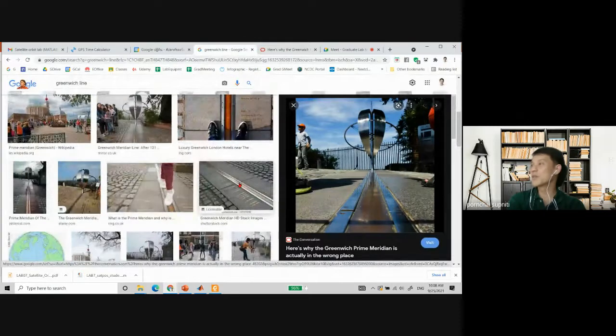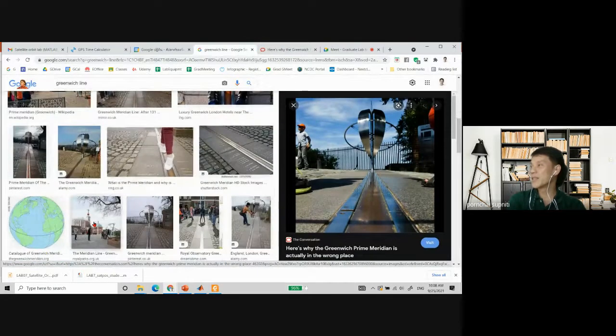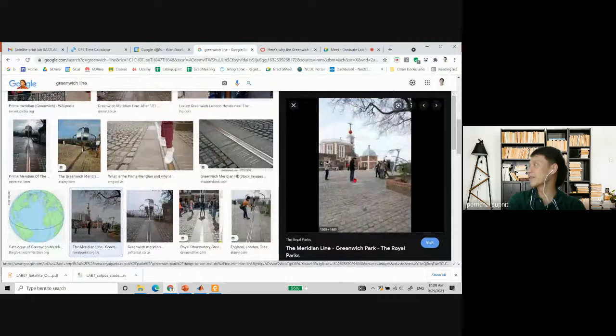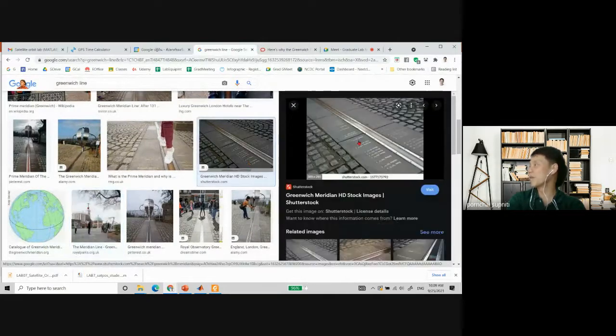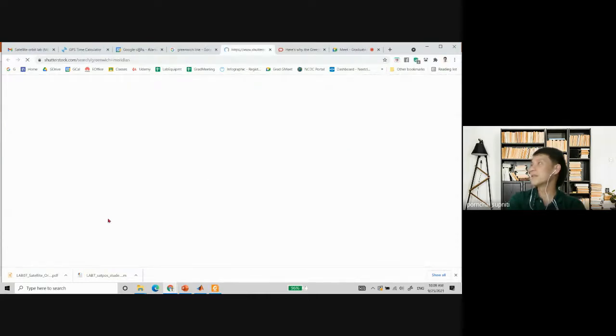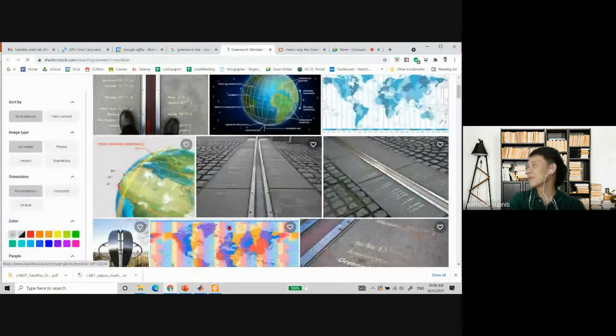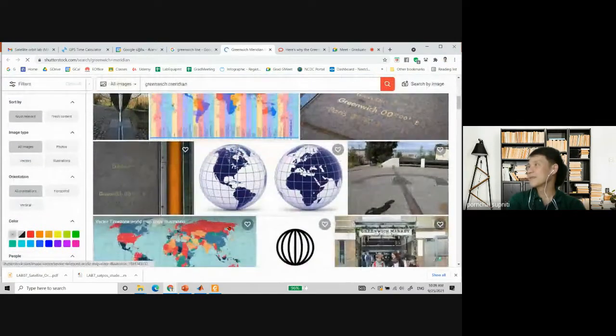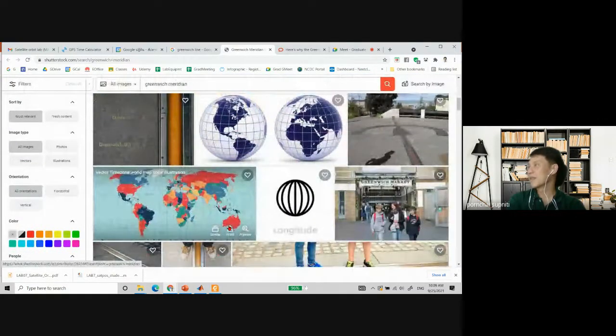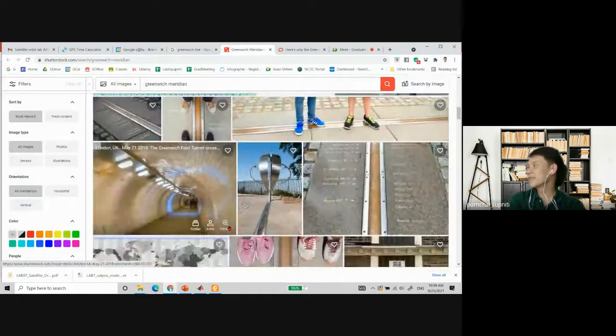If you go to this observatory, I think this is the observatory. So this line just leads you all the way to the observatory, basically. You can just follow the line, no? Something like that? Yes.